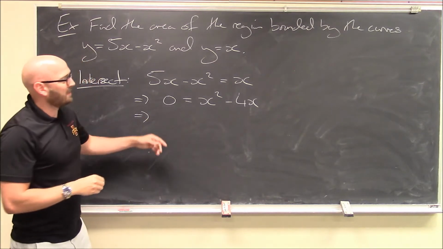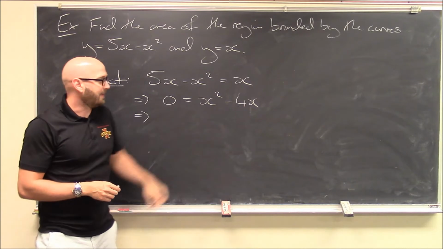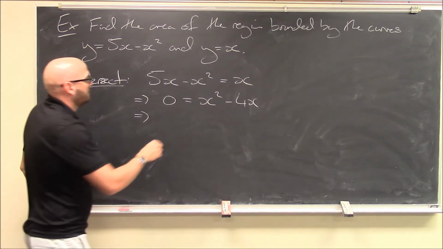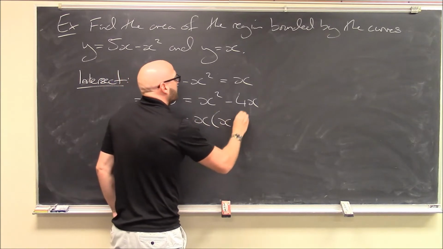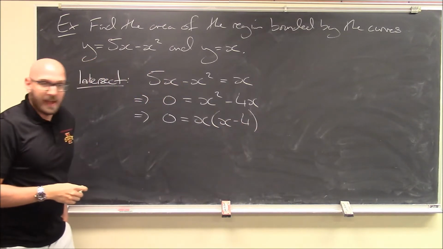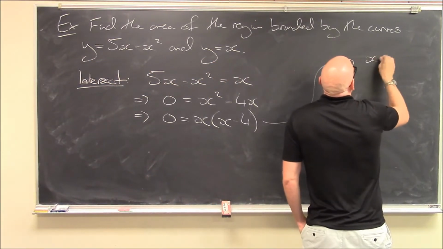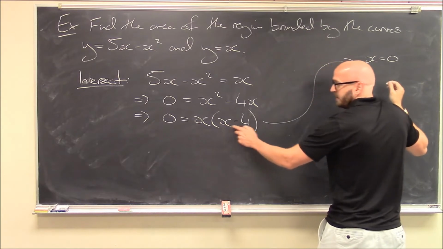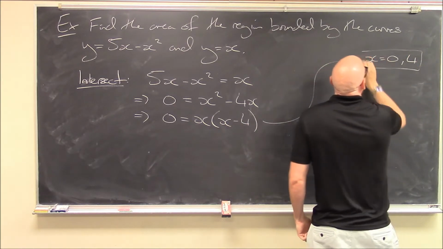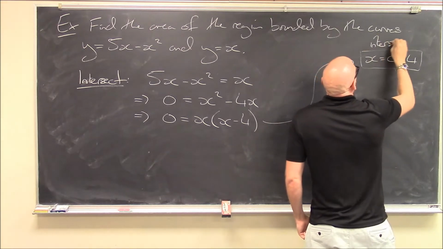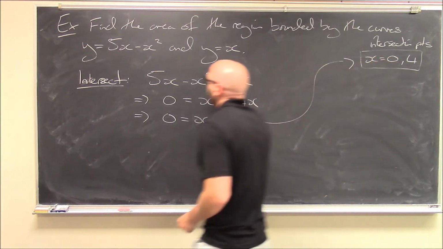I was stalling there because it's uncomfortable to me to put everything on the right. I like to have 0 on the right. But in any case, we'll just work from left to right here. 0 equals, we'll factor, x times x minus 4. And that means we have 2 intersection points. X is 0, or x minus 4 is 0, so x is 4. So here are our 2 intersection points.